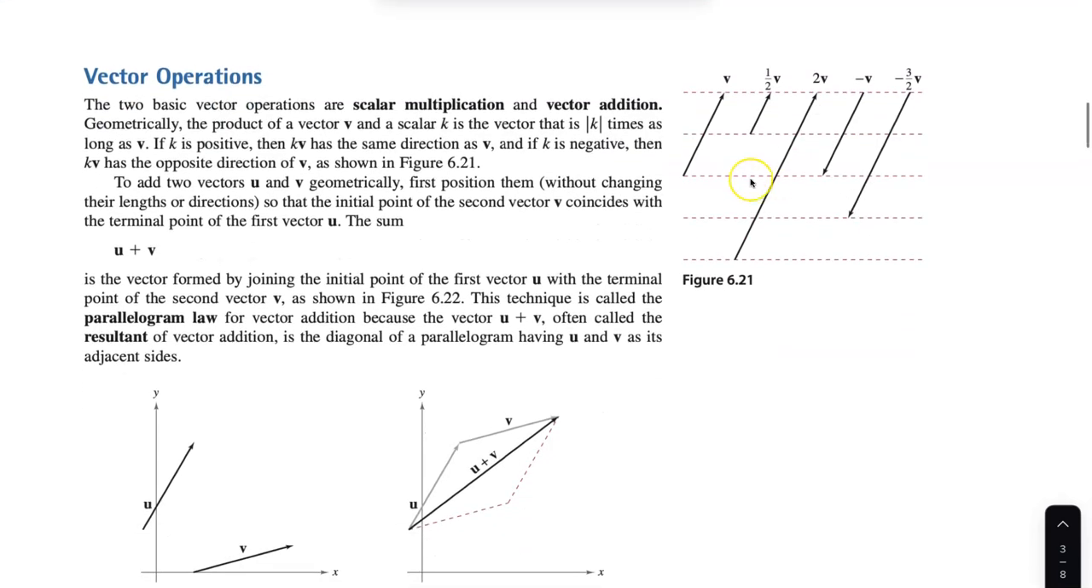Vector operations. If you have a vector, you can do a couple of things. You can multiply by a number. We call that scalar multiplication. Scalar just means a number, so it's not a vector, it's just a value. So you can see here, here's your vector v.